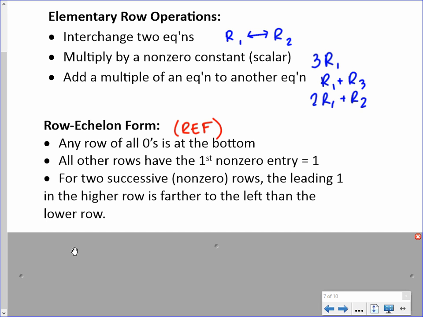For 2 successive rows, so a row and then another row that follows it directly, the leading 1 in the higher row has to be further left than the leading 1 in the lower row. So you're going to start to see like this diagonal of 1s coming down your matrix as the 1s get pushed back. Okay. So I'm just going to draw an example of a matrix that looks like row echelon form.